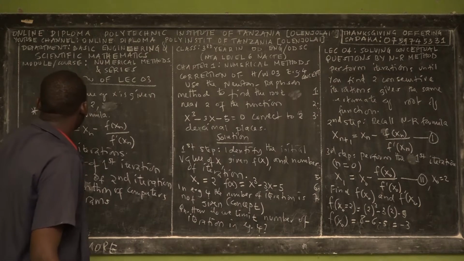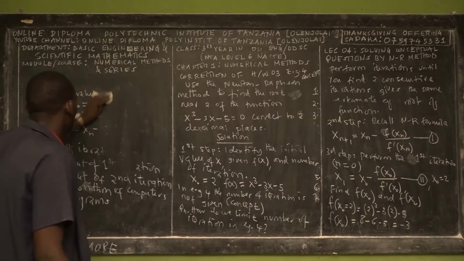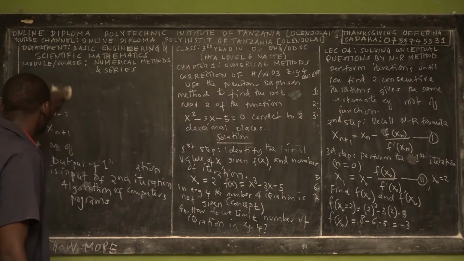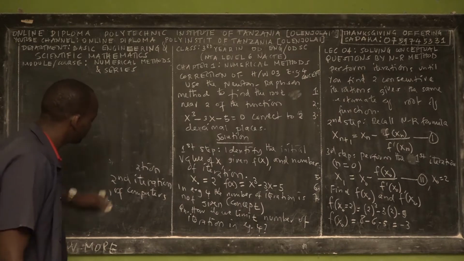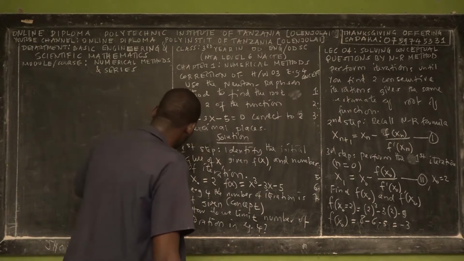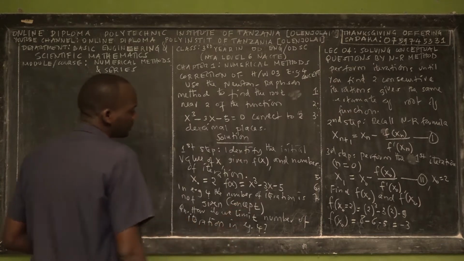We'll need the derivative of f of x in every iteration, so I will find it and will be recalling it in the different iterations that will be performed. Do you enjoy the beauty of basic engineering and scientific mathematics? Please tell me in the comment section. Okay, so that is f of x0.